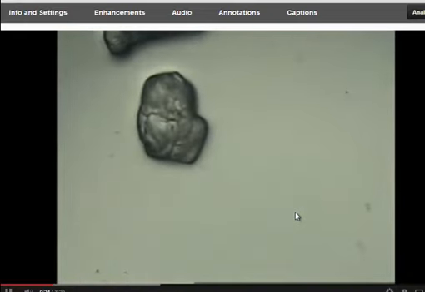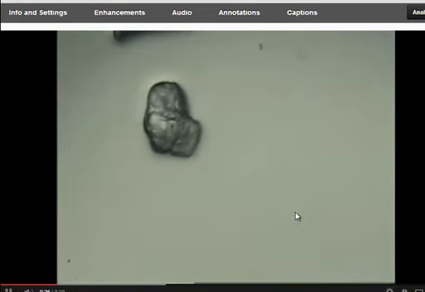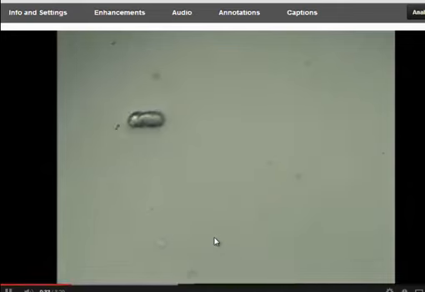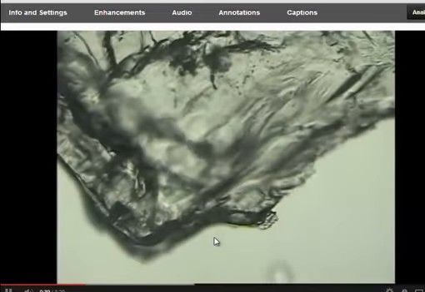So now the water came in, and you can see they quickly disappeared. Look at how fast it goes, and it's just gone. It's just gone within 10 seconds. All right, let's take a look at the others.